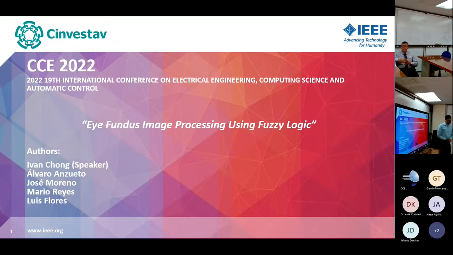Hello and welcome everyone. Welcome to the presentation of the paper called Electron Image Processing Using Fuzzy Logic from the authors Ivan Chong, Álvaro Anzueto, José Moreno, Mario Reyes, and Luis Flores. My name is Ivan Chong and I'm very pleased to be with you, and I will be the speaker of this presentation.